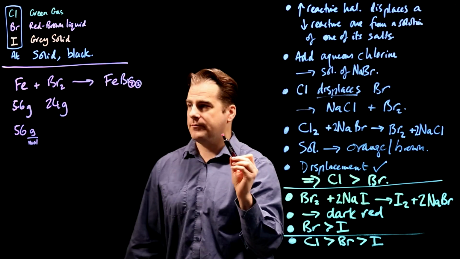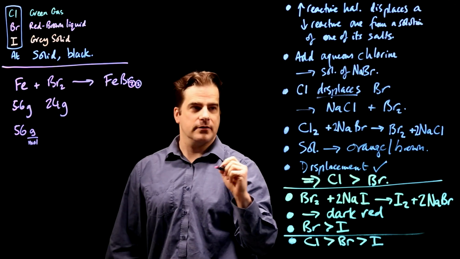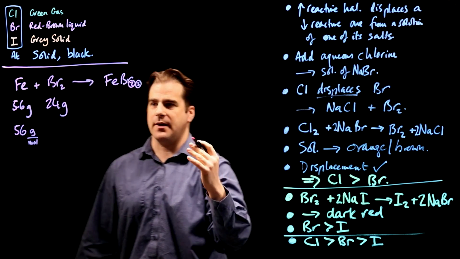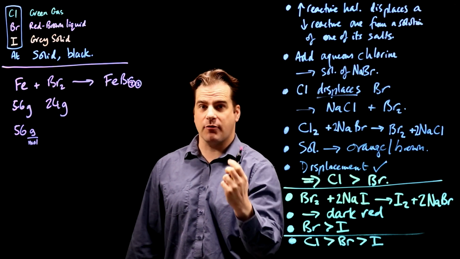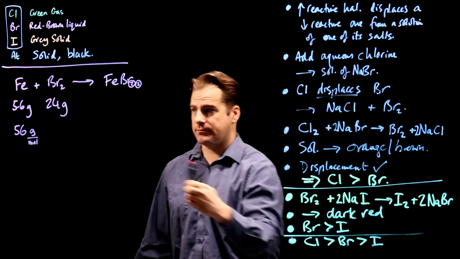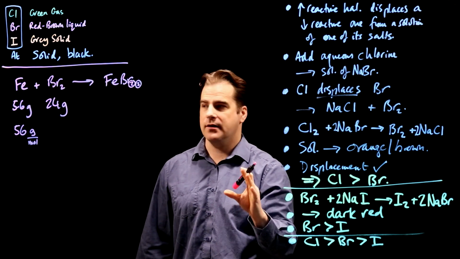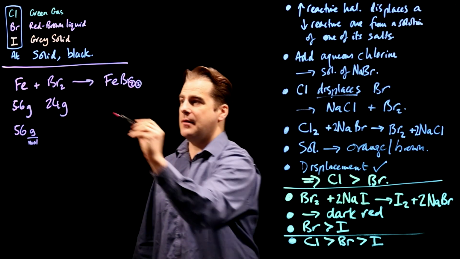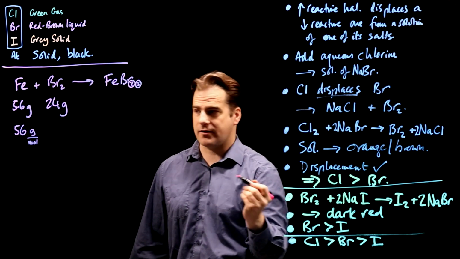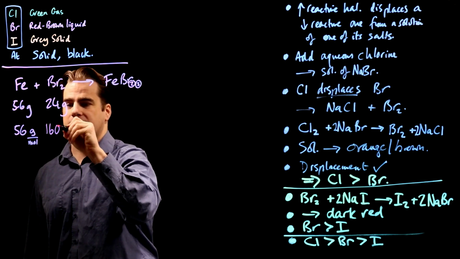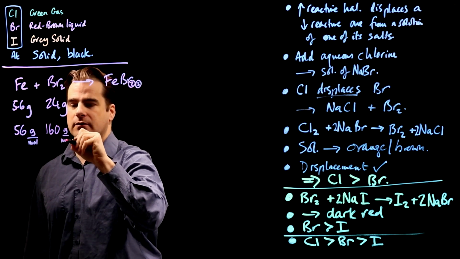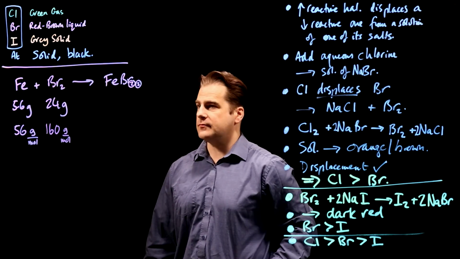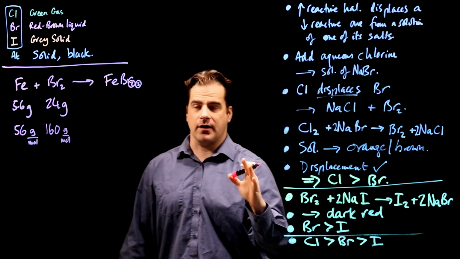Be careful here. Br, okay, I'll just explain this. Br itself, a single bromine atom, is 80 grams per mole. But we've got Br2, okay? So you have to write the molecular weight. Br2 is therefore 160 grams per mole. Okay, so write that in. Grams per mole. Do we know anything else? No, we don't. Okay, so we're ready to go.